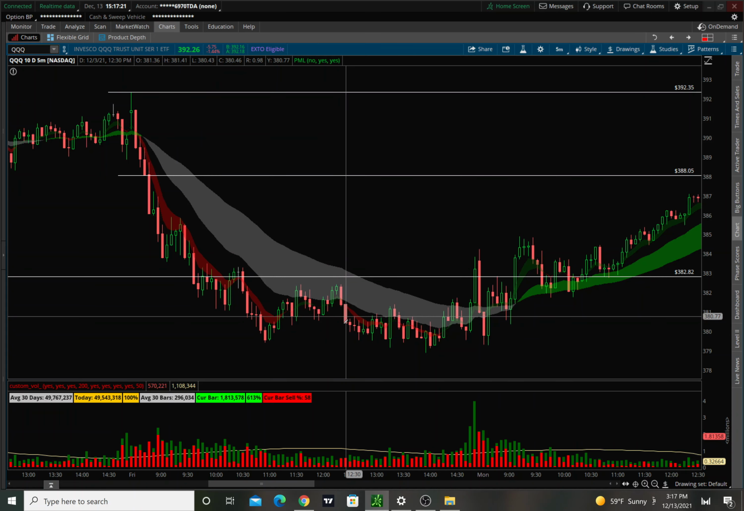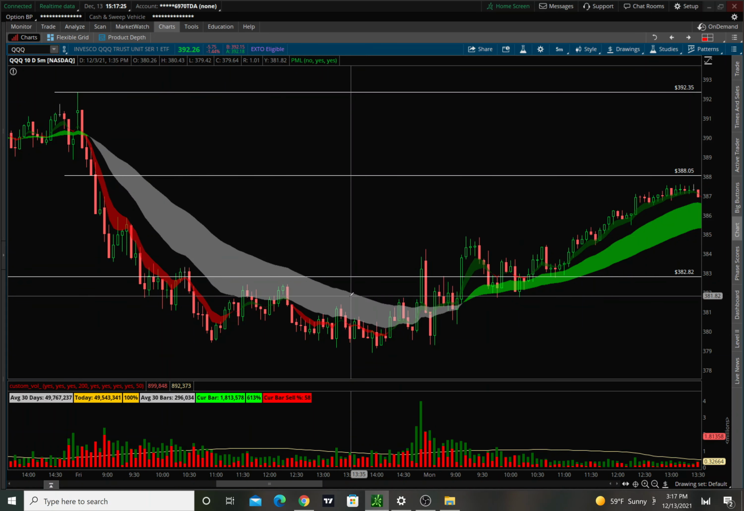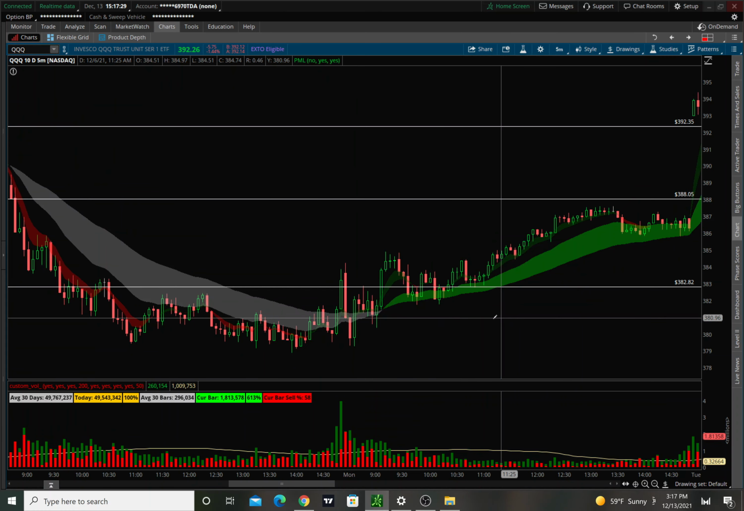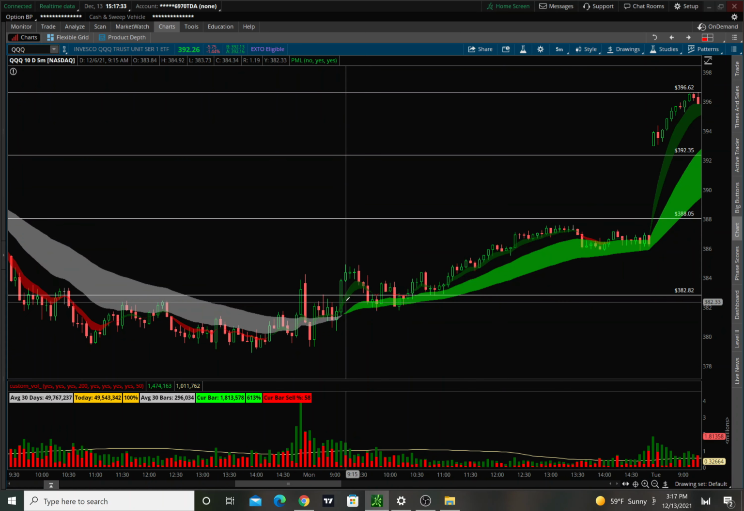So again, like we talked about before, a lot of times it will get choppy and kind of chop around for a little while here. And now we have a break above. This is Monday. We get a break above on our fast cloud and retest. So boom, this is actually the best example I've seen so far. This is where I would really want to enter.